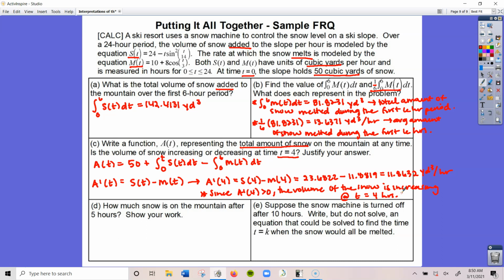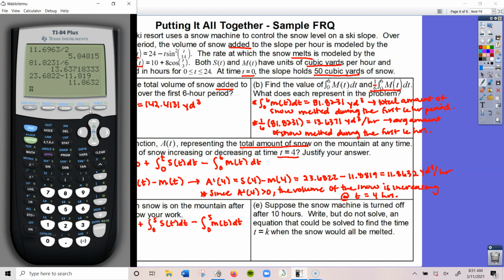Let's now go to part D. How much snow is on the mountain after 5 hours? Now we want an amount of snow, so that is my A of t, the one that I wrote. So we're looking for A of 5, and that's going to equal 50 plus the integral from 0 to 5 of s of t dt minus the integral from 0 to 5 of m of t dt. So we're going to now plug in those values. I need the integral from 0 to 5, so I've got to go to my calculator again.